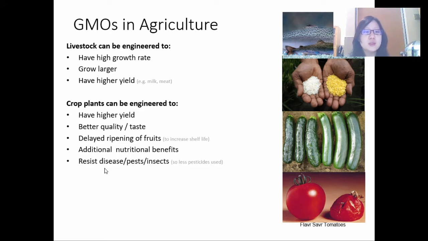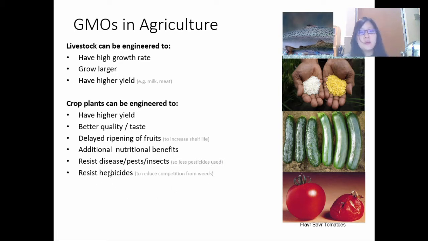You can also engineer crop plants to resist disease or pests or insects. In the context of pests, if they can resist pests, then less pesticide can be used, and this will be less harmful to the farmers involved and cost less as well. Also, only the insects that eat that particular plant will be affected. But those insects which are not pests, which are beneficial, which are pollinators, will not die. So yeah, we'll learn about that in detail soon.